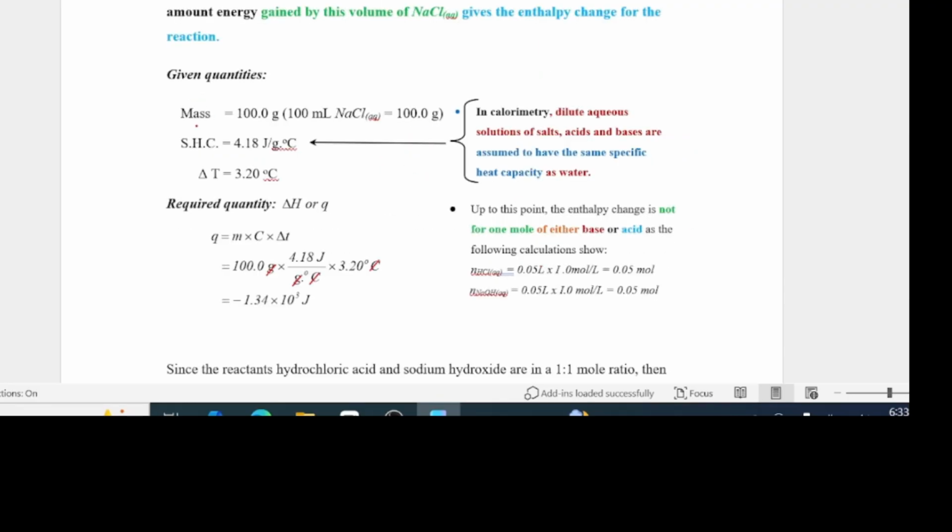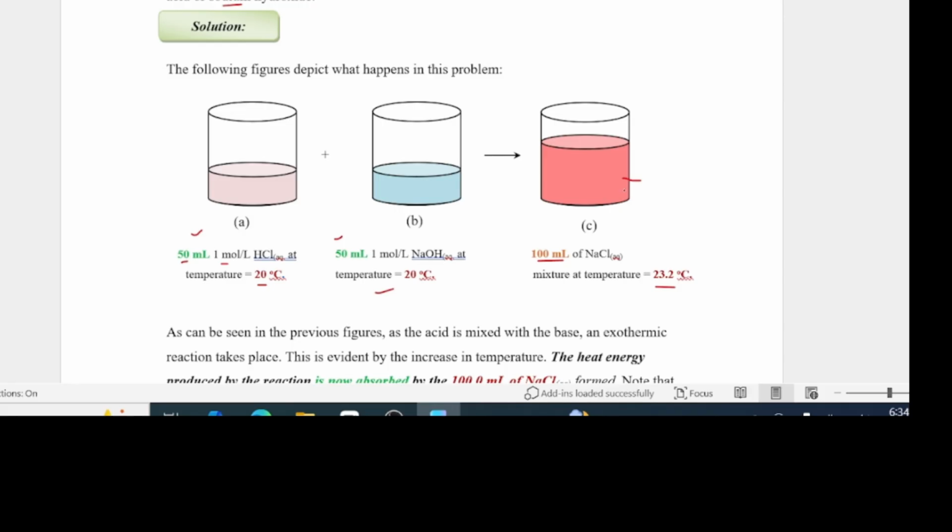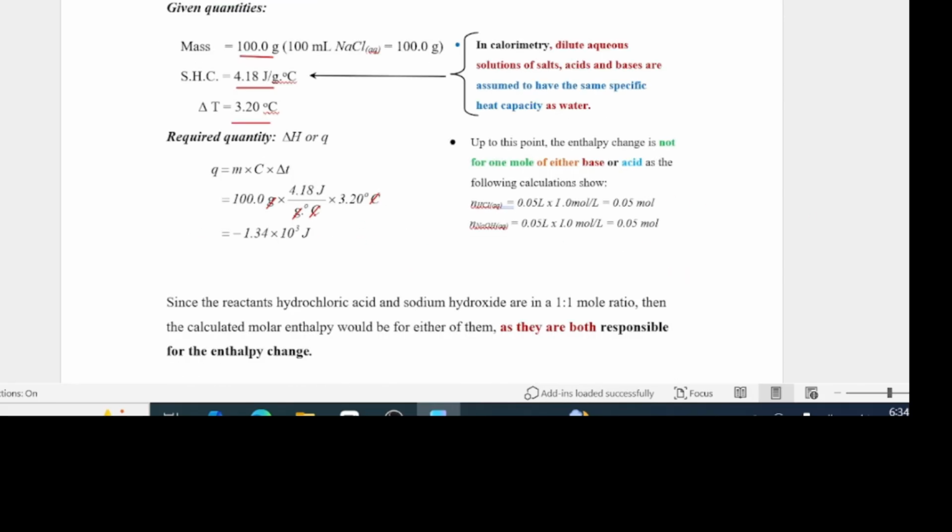These are the given quantities. This is the mass of the solution produced. So we assume every milliliter weighs 1 gram. Since we're assuming that it is the same as water, the specific heat capacity is assumed to be the same as that of water, and delta T is 3.2 degrees Celsius. Again, we'll use this equation here, Q is equal to mc delta T, which is the same as delta H. This will be the mass because it's 100. Multiplying those quantities, we end up with that number of joules for delta H.